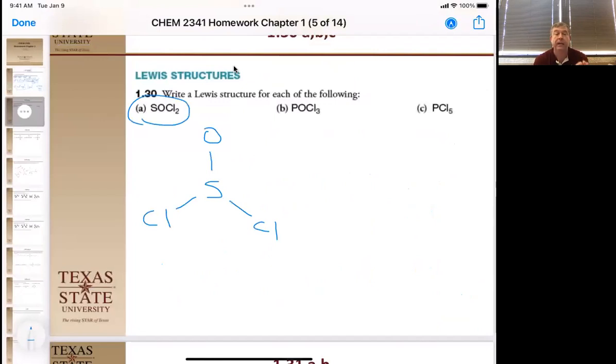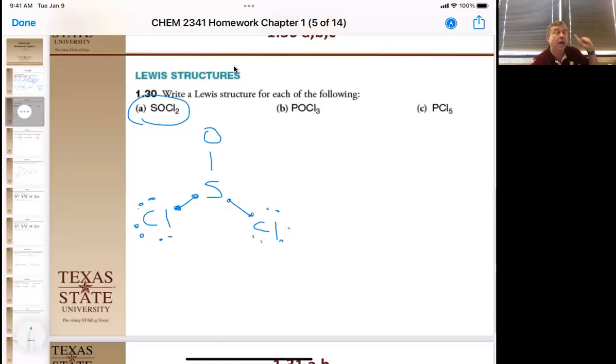Okay, now let's make sure we have a valid Lewis structure. Remember, we want at least 8 electrons around most of our atoms, not all, but most of. So we're going to put 1, 2, 3, 4, 5, 6, and then there's 7, 8 around this chlorine. Now chlorine is in group 7A, which means it had 7 electrons to bring to the party, which means this electron came with the chlorine, and the other electron in this sigma bond came from the sulfur. So we can do that same thing on this chlorine because it's going to do the exact same thing. And again, that electron came from the chlorine, that electron came from the sulfur.